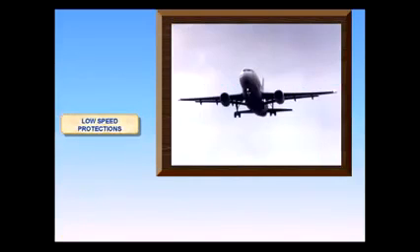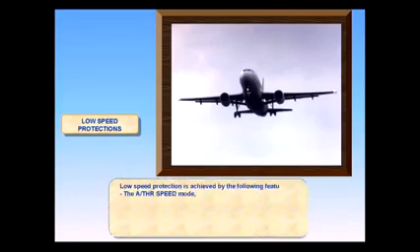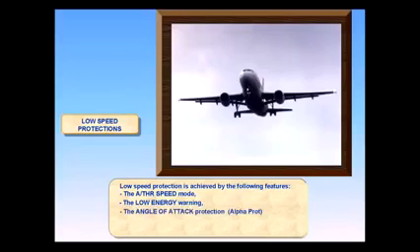Low speed protection is achieved by the following features: the auto throttle speed mode, the low energy warning, the angle of attack protection, alpha protection, the alpha floor protection, and the wind shear protection.